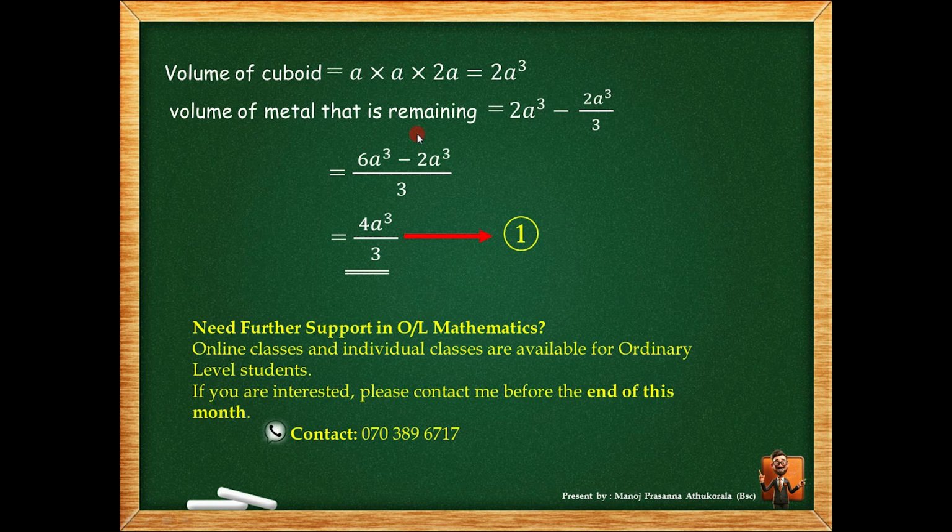So how do we find the remaining volume? We subtract the volume of the pyramid, and we take 3 as the common denominator. Then 2A cubed becomes 6A cubed over 3, and 6A cubed minus 2A cubed is 4A cubed. So the remaining volume is 4A cubed upon 3.